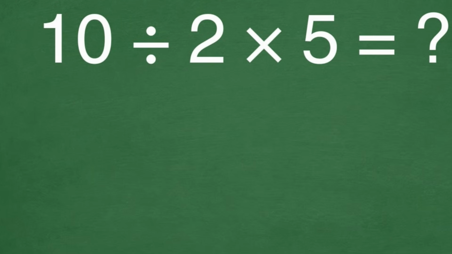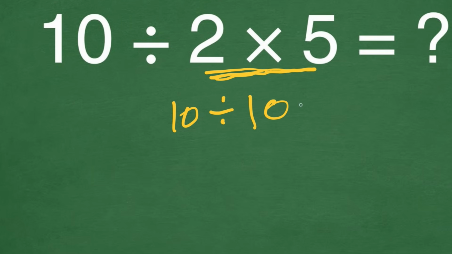So in this equation, what most people do is they start by multiplying 2 by 5. And 2 times 5 is actually 10. So the problem becomes 10 divided by 10. And 10 divided by 10 is equal to 1. So these people get the answer 1, right? So I'm going to label this as answer A. These people say the answer is 1.